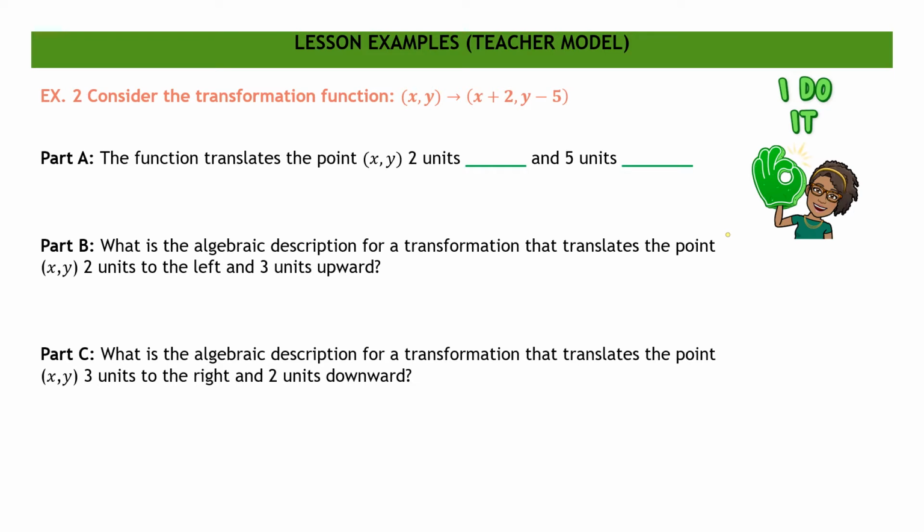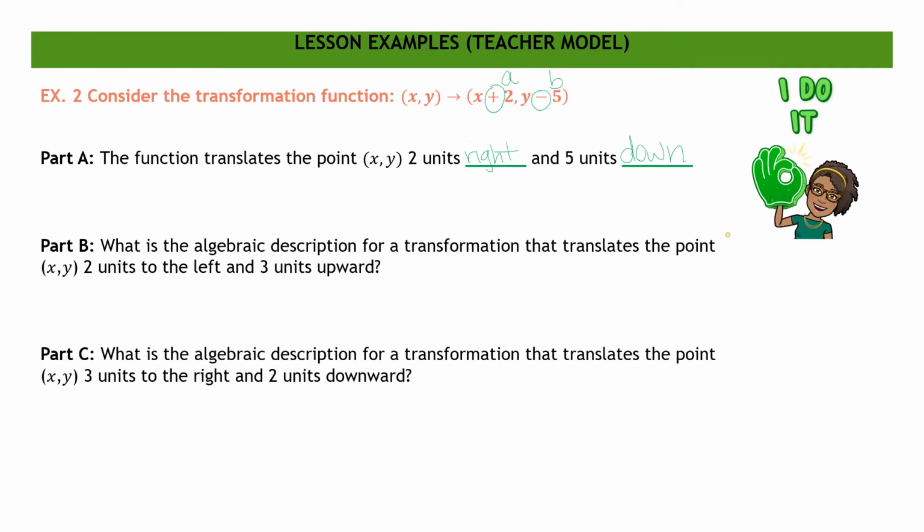Remember, if I'm looking at this function, x represents our A, and our A tells us how many units we're moving horizontally. That's also determined by the sign that's given. Because the sign is positive, I know I'm moving 2 units to the right. And then remember, our y represents our B, and that's how many units we are shifting vertically. If I'm shifting 5 units and this is given by a negative, that means I'm shifting 5 units down.